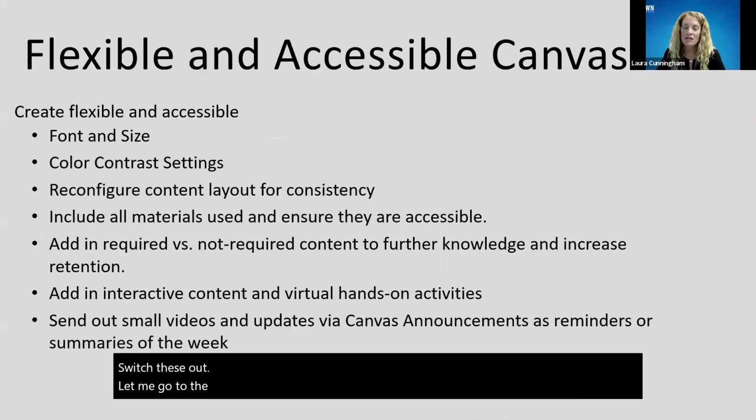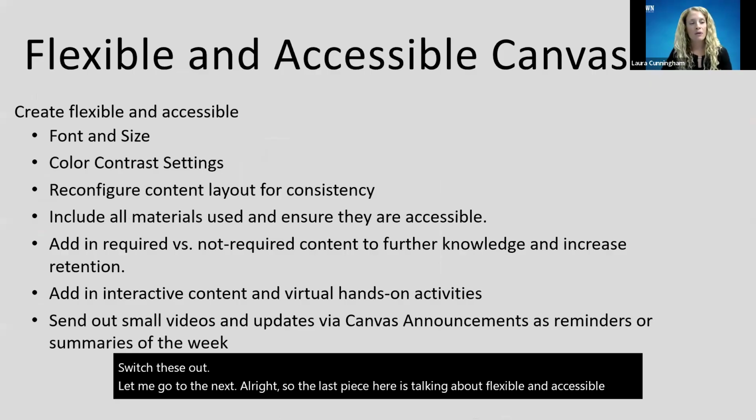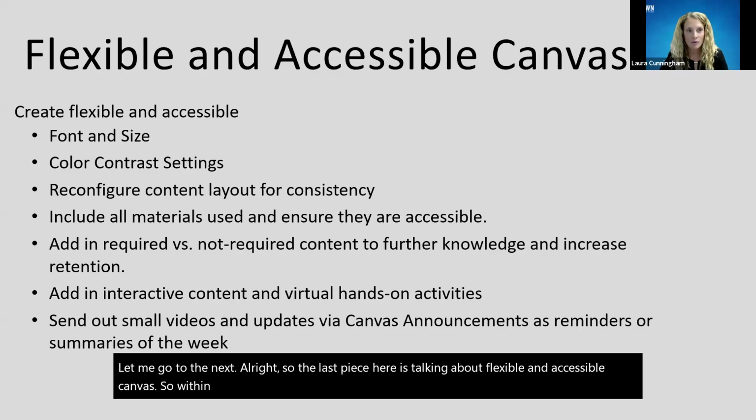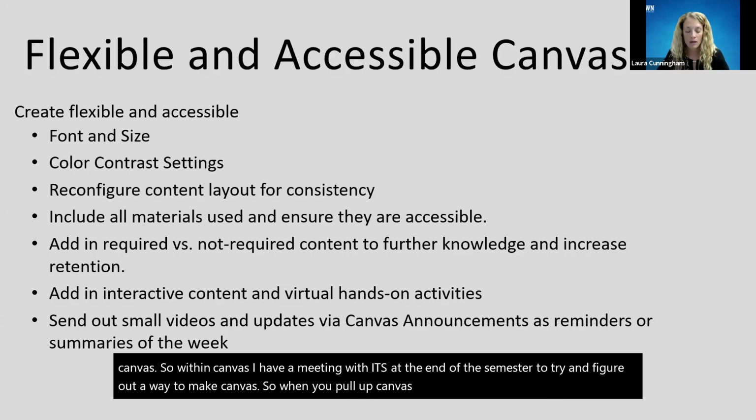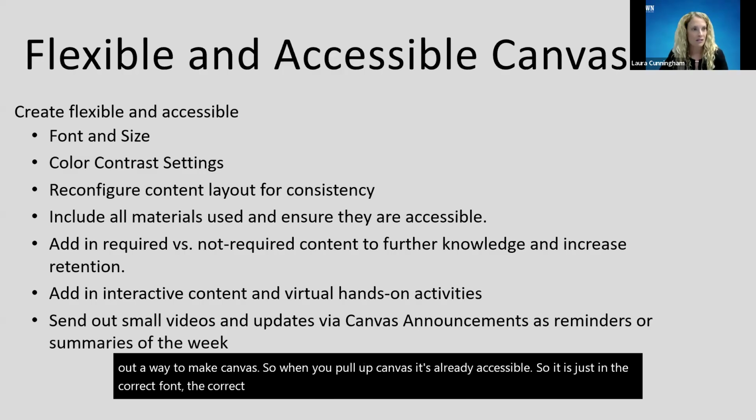All right, so the last piece here is talking about flexible and accessible Canvas. So within Canvas, I have a meeting with ITS at the end of the semester to try and figure out a way to make Canvas so when you pull up Canvas, it's already accessible. So it is just in the correct font, the correct colors, the correct sizes. So I'm hoping that we can work with them and come up with a better solution.